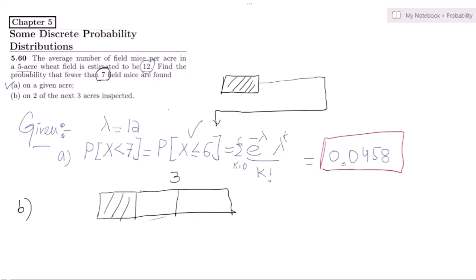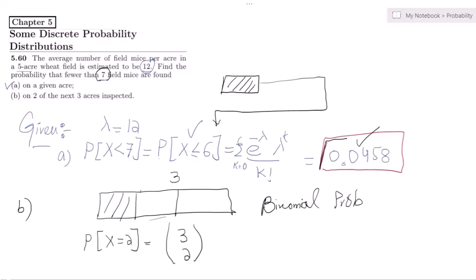We have found out the probability for 1 acre, and now what is the probability that 2 of them will have this probability? This is clearly a problem of binomial probability. We have to find the probability that x is equal to 2 from the 3 acres. Therefore we have to choose 2 from 3, and in each the probability of getting this condition is given here.